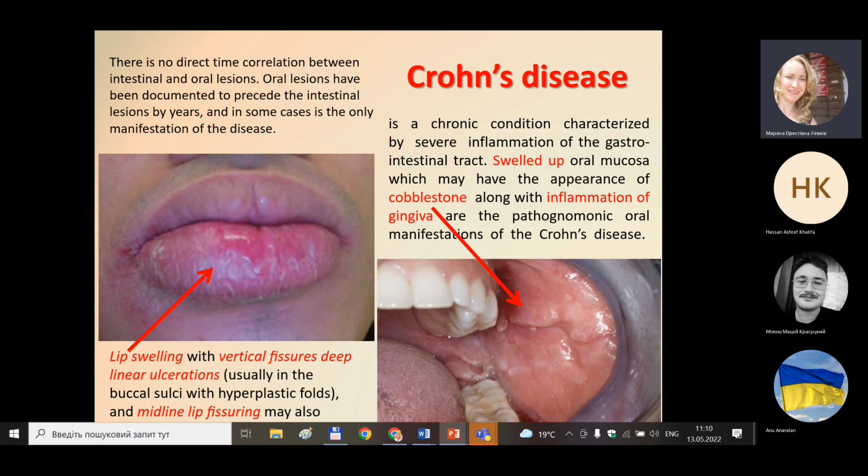There is no direct time correlation between intestinal and oral lesions. Oral lesions have been documented to precede the intestinal lesions by years. Pay attention to this statement, that oral lesions are the first. And in some cases is the only manifestation of the disease, Crohn's disease.